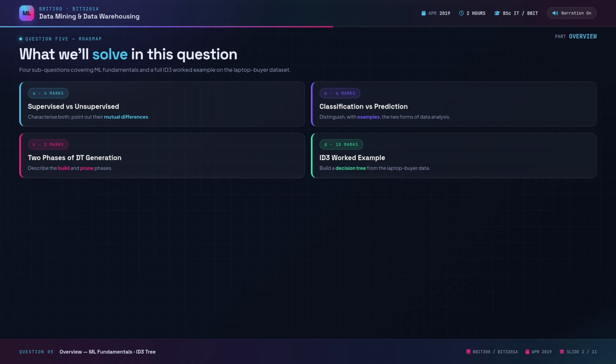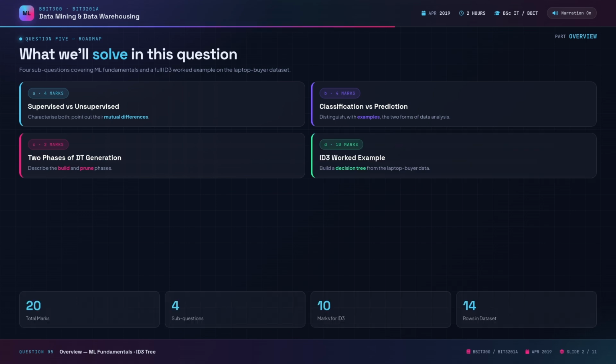And Part D, 10 marks, the big one, gives you the classic laptop buyer dataset, 14 rows of customer details, and asks you to use the ID3 algorithm to build a decision tree that predicts who will buy. Parts A, B, and D carry 18 of the 20 marks between them, with the ID3 worked example alone worth half the question. So that's where the bulk of your time goes.